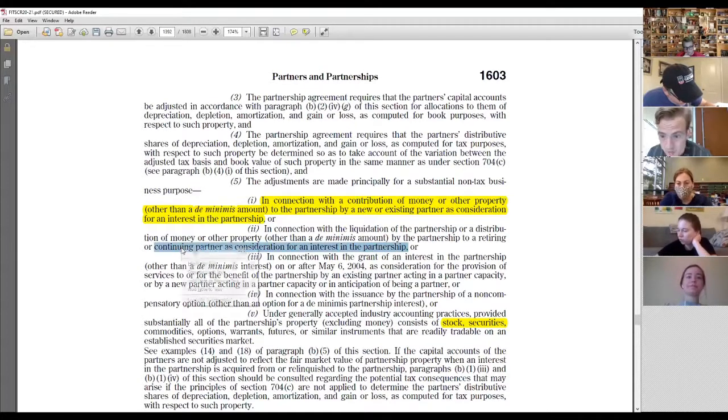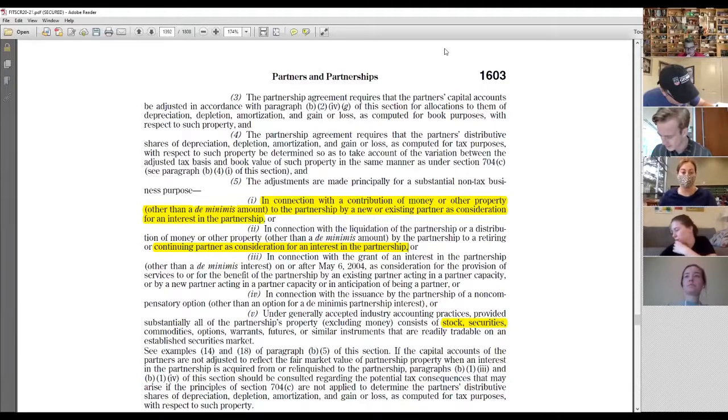We have a distribution of property to C, who is a continuing partner, but part of her interest is effectively being cashed out. So going from 1/3, 2/9 of C's interest is being given as consideration for the distribution. Because C is going from 3/9 down to 1/9. So this is a permissible book up event.